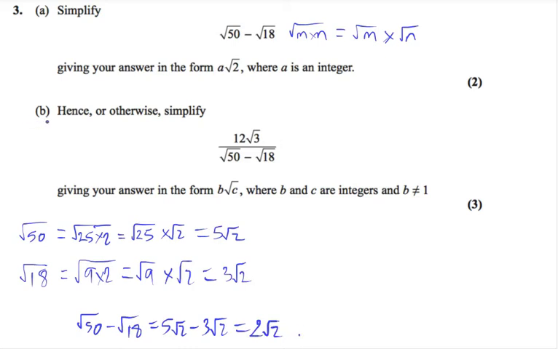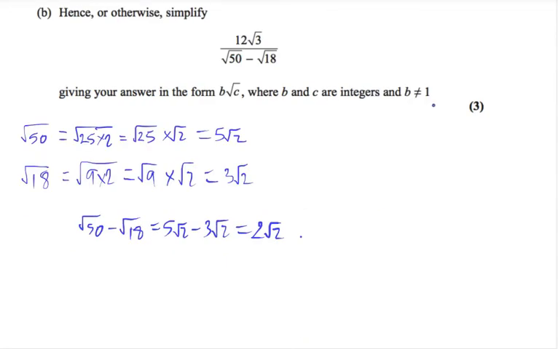For part B, the question says, hence or otherwise simplify, giving your answer in the form b root c, where b and c are both integers, so both whole numbers, and b cannot be equal to 1. Whenever a question like this says hence or otherwise, it more often than not never turns out to be otherwise. It's always a hence. So you're using what you've done in part A to answer part B.